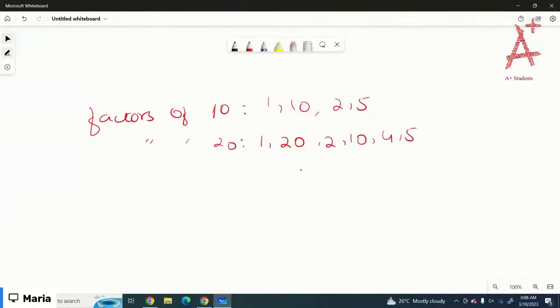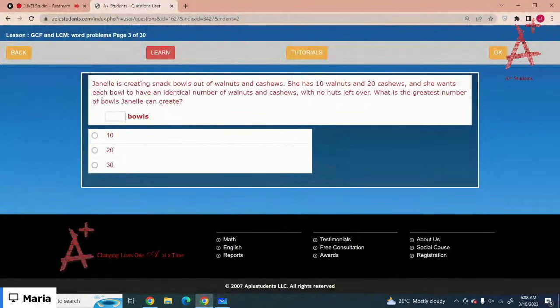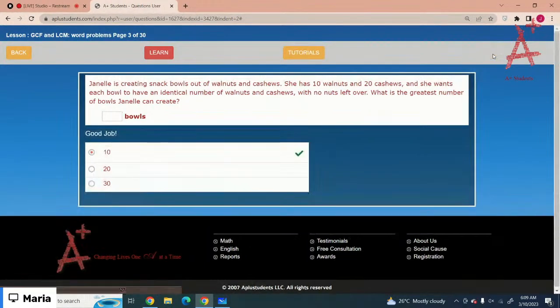You have to write down the greatest common factor. Got it? 2 is a common factor, and 5 is also a common factor, but the greatest common factor is 10. That means the greatest number of bowls Janelle can create is 10. Got it? If you have any question or confusion, you can write down the question in the chat box.